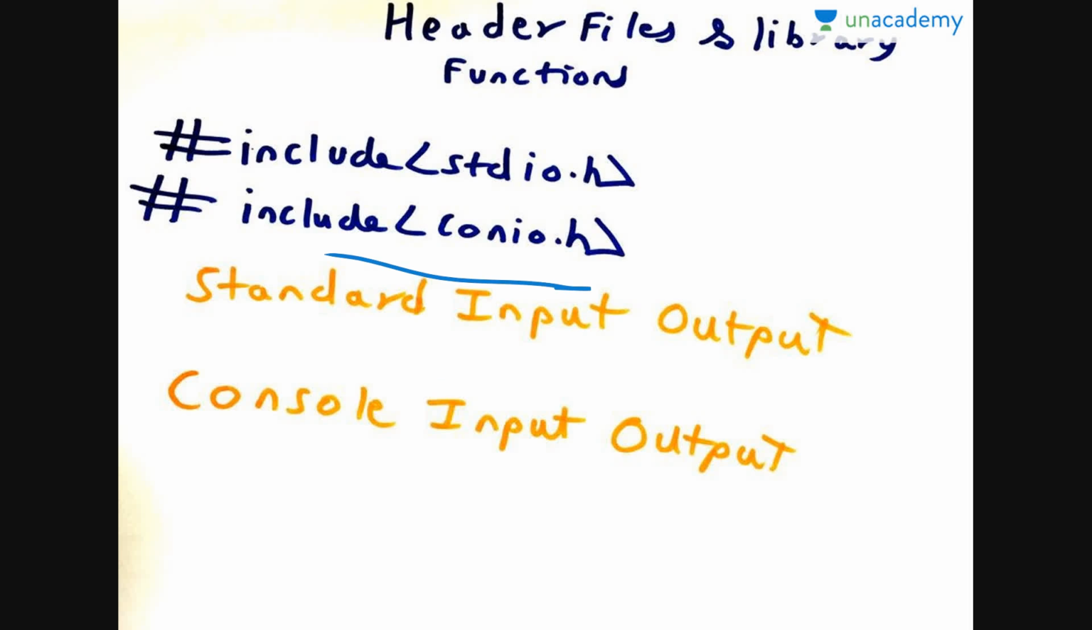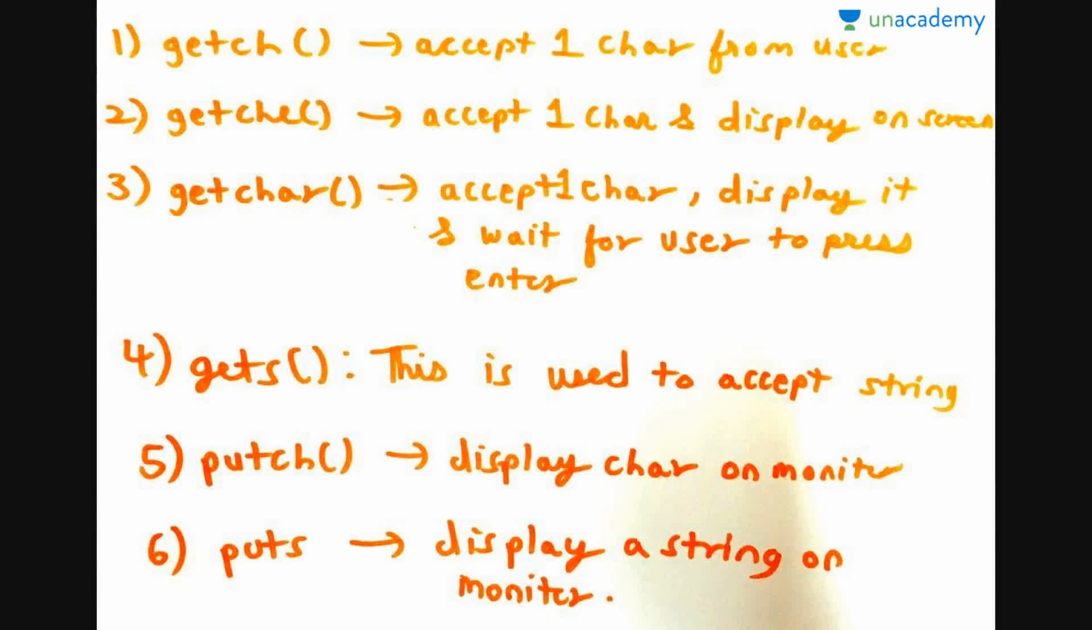Now conio.h stands for console input output, and it also has various functions under it. They are listed as follows. First is getch, second is getche, third is getchar, fourth is gets, fifth is putch, and sixth is puts. Now getch gets one character from the user. The second is getche. Now the E is there, so it accepts one character and also displays it.